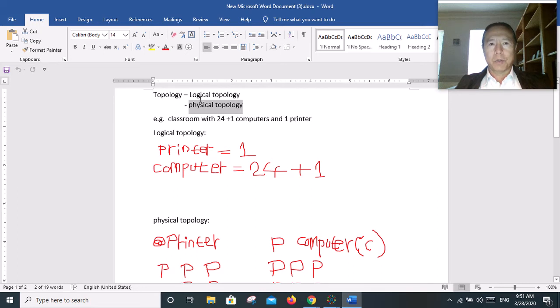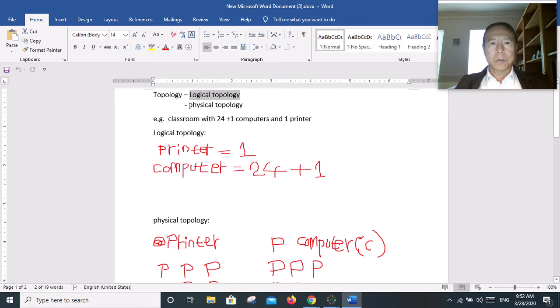So two things I can show you. Number one, logical topology. If you ask my classroom's logical topology, I'm going to tell you I have 25 computers, one printer. So logically, what do you have? What I have here logically is printer equal to 1, computer equal to 24 plus 1. It's easy to understand, 24 for student, 1 for teacher.